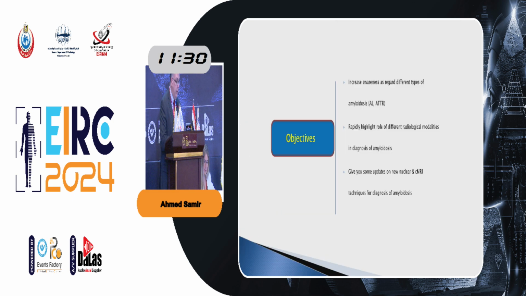My objective today is to give you an idea about the different types of amyloidosis, the AL type and the TTR type, and to give you an idea about the different modalities that can help in the diagnosis of amyloidosis, like nuclear scans, cardiac MRI, echo, and other exams.